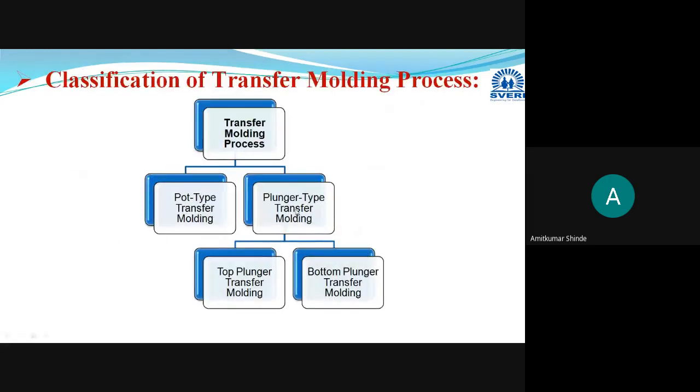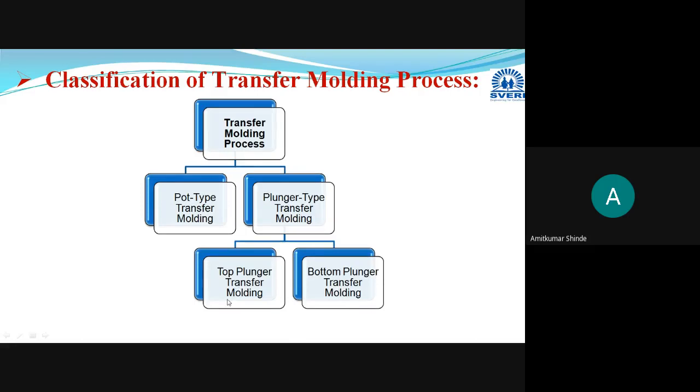Now you have understood this. This classification is done on the basis of the direction of transfer of the charge or preform from the transfer pot to the cavity. When it is done through vertical channels, it is termed pot type transfer molding, and when it is done through horizontal or lateral channels, it is termed plunger type transfer molding. Now the plunger type is classified into two types: top plunger transfer molding and bottom plunger transfer molding, depending on the movement of the plunger.